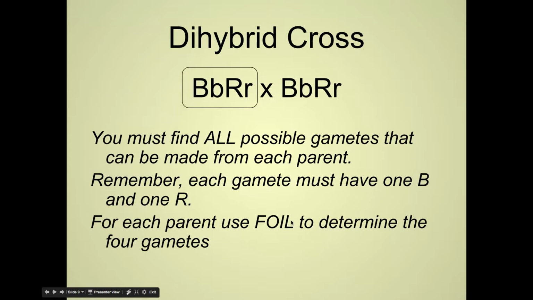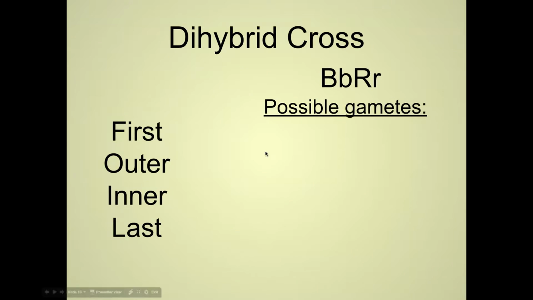And again, we're going to use this system called FOIL. So FOIL stands for first, outer, inner, last. And it's the way we're going to combine these 4 letters together to make our sex cells, our sperm and eggs. So the way it works is, well, imagine you have your B's over here, your R's over here.